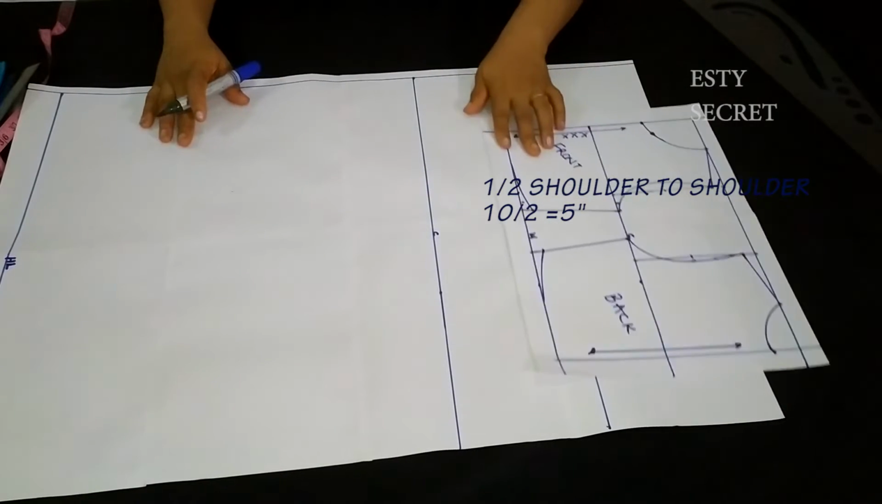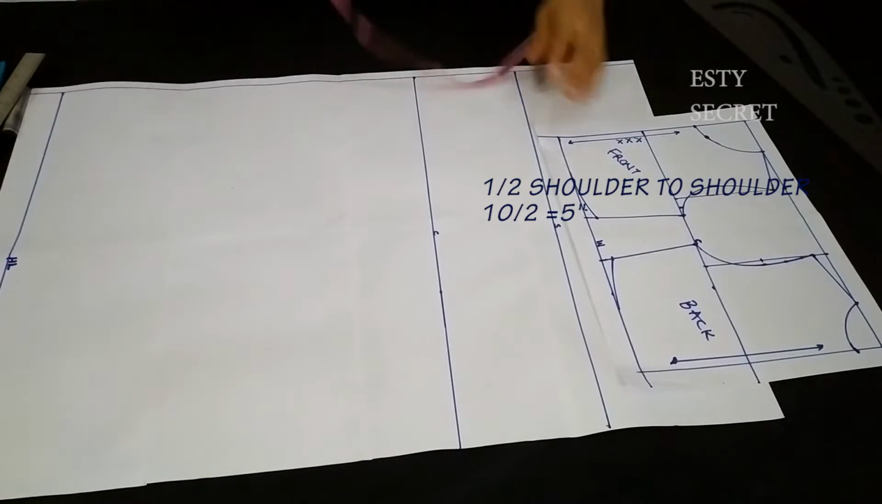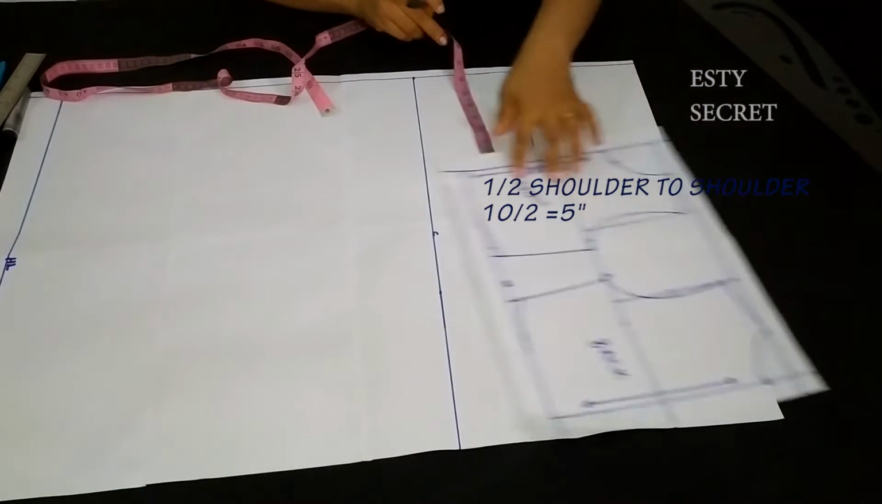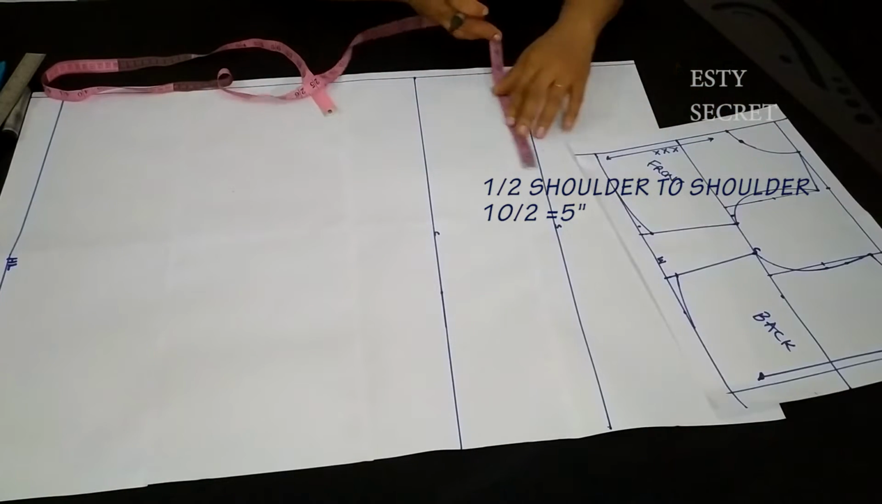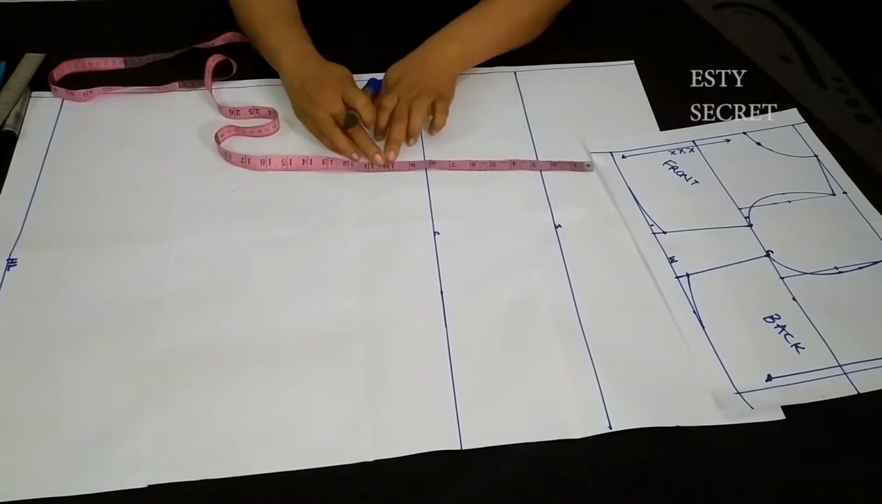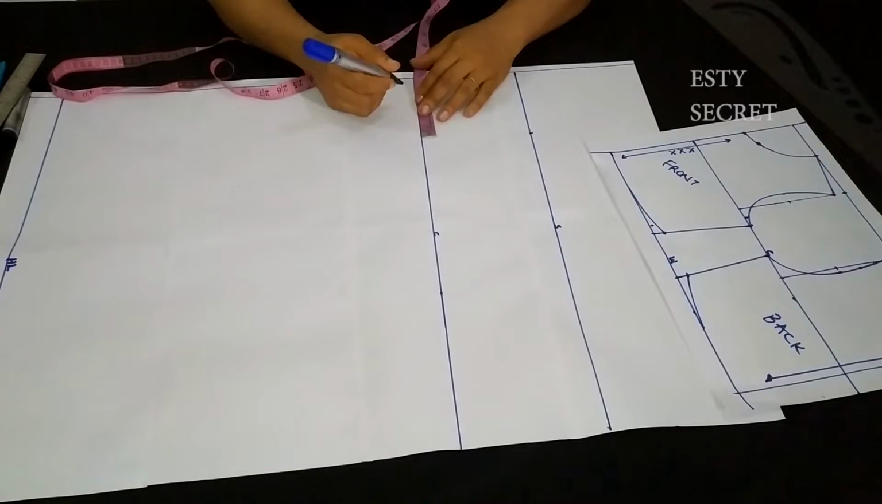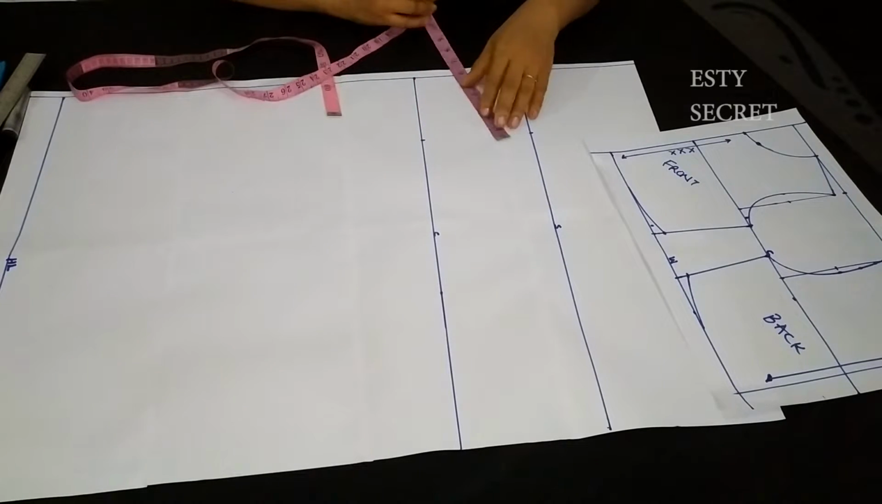Now on the shoulder line, just have your shoulder measurement. The same way you did for the bodice, you're going to do it here. You can easily trace it out. So now you extend that measurement to the down part.